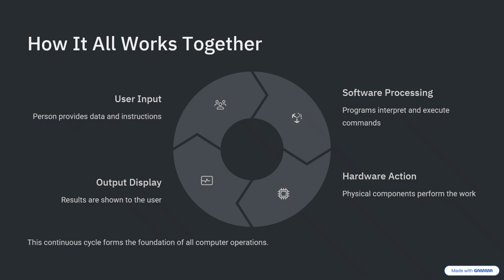Then, at last, how all these terms work together. The first is user input, second is software processing, third is hardware action, and the fourth is output display. In user input, a person provides data and instructions to the computer system. In software processing, the programs interpret and execute the commands. In hardware action, the physical components perform the tasks. At last, in output display, the results are shown to the user on the display unit or in the form of a hard copy from the printer, etc.